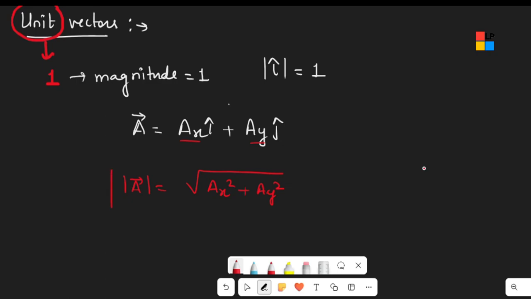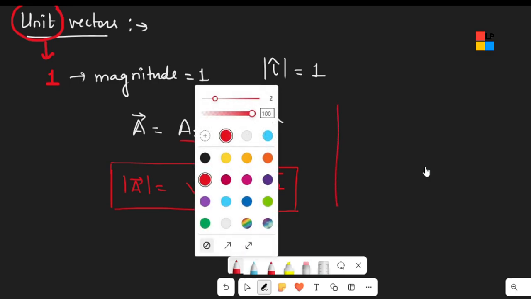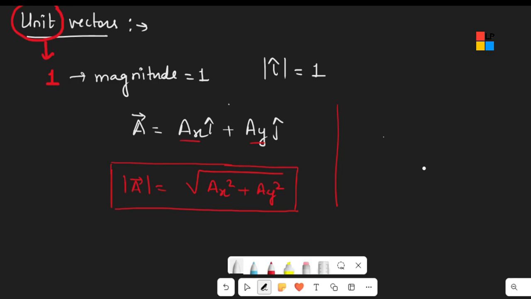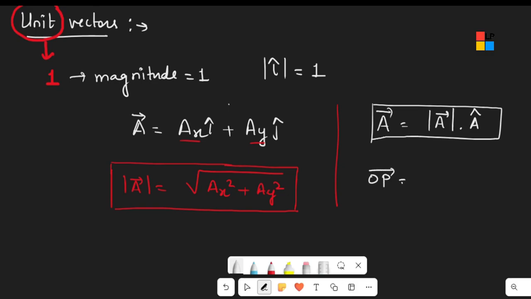This is the magnitude of a vector quantity. But if I want to express a vector, a vector can be written as its magnitude multiplied by a unit vector itself. So any vector can be expressed like this. For example, we had the OP vector. So the OP vector can also be written as the OP vector magnitude multiplied by the OP unit vector.